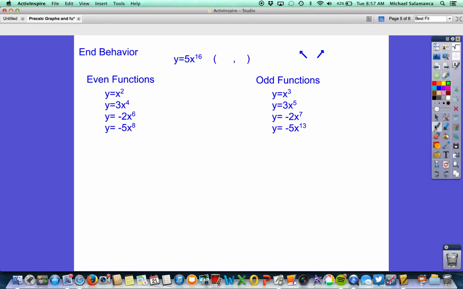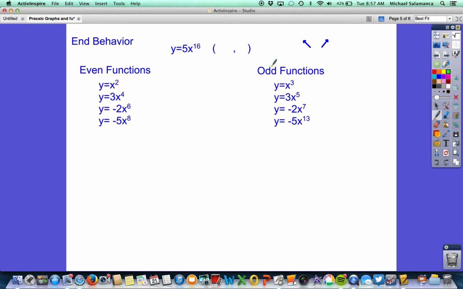And behavior should go by very fast. These are called even functions and odd functions. Even functions should be easy to spot. If we look at y equals x squared, y equals x to the 4th, y equals negative 2x to the 6th, and y equals negative 5x to the 8th. These are called even functions because all of their exponents are even. Odd functions are called odd functions because all of their exponents are odd. The biggest difference between them is what's called their end behavior. Their end behavior is how they look on their ends.